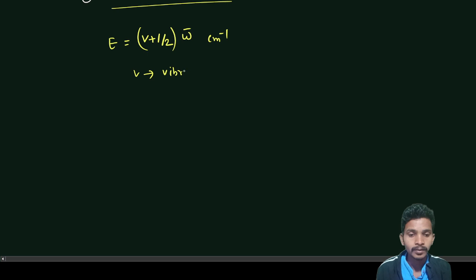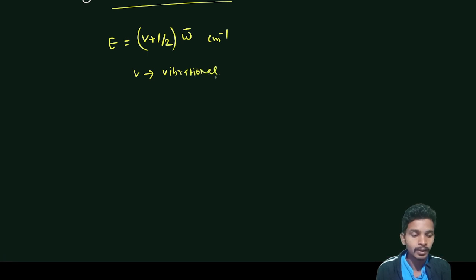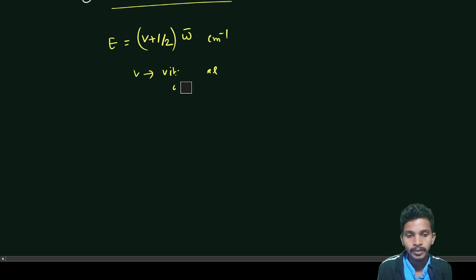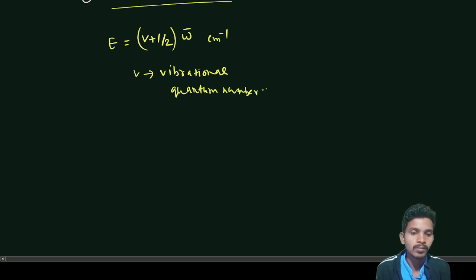Here v is the vibrational quantum number, and this omega naught is the wave number, and this is expressed in centimeter inverse.